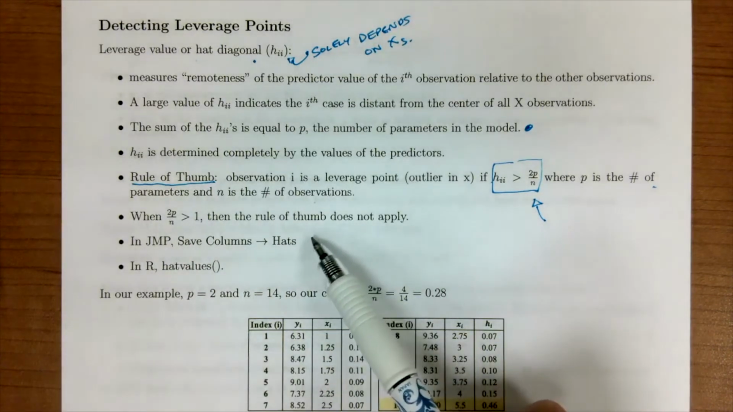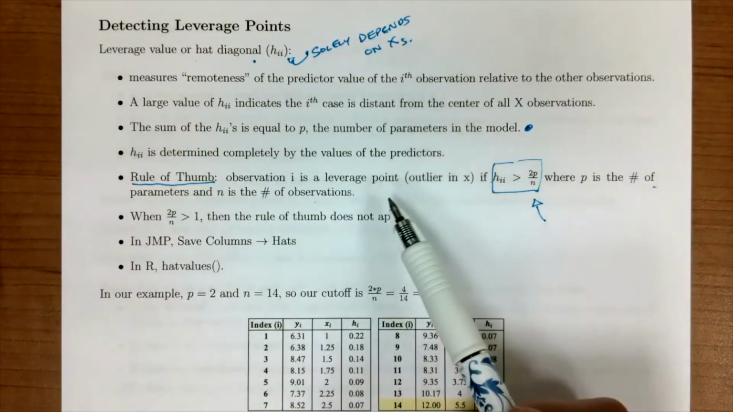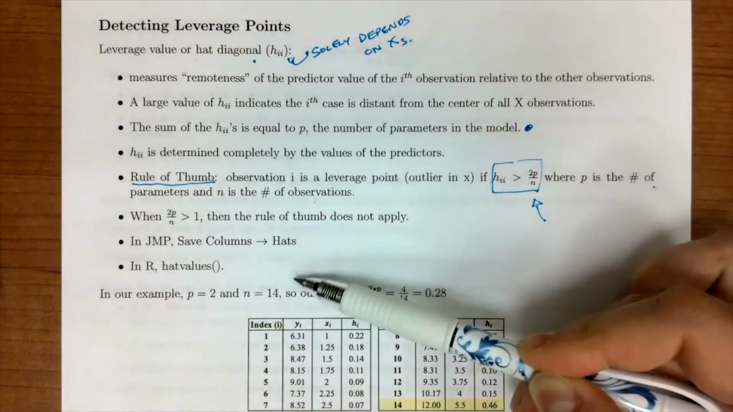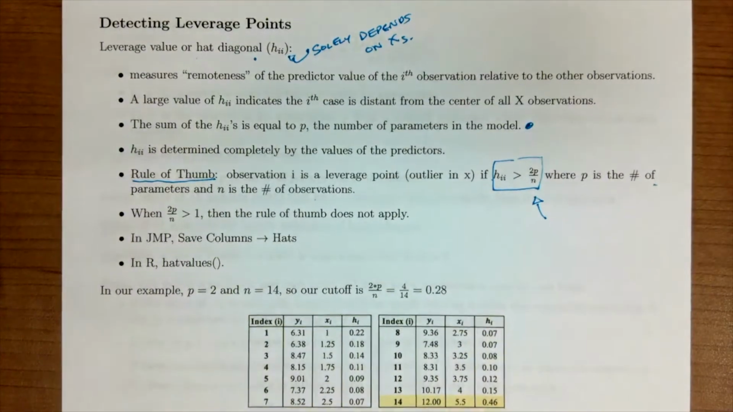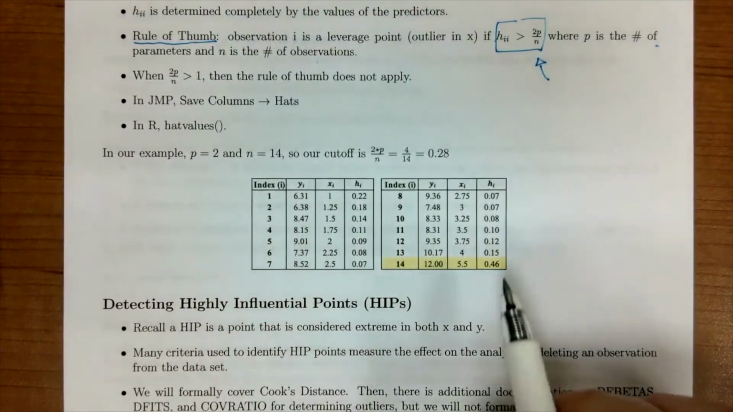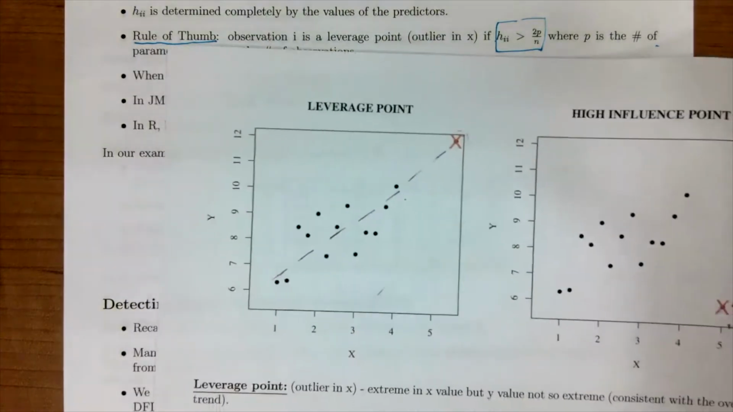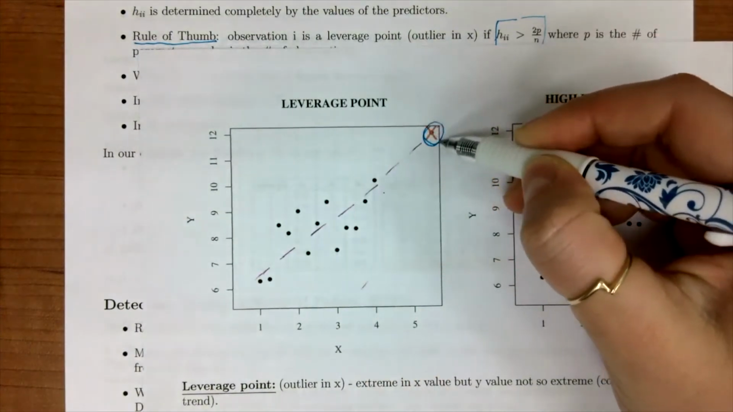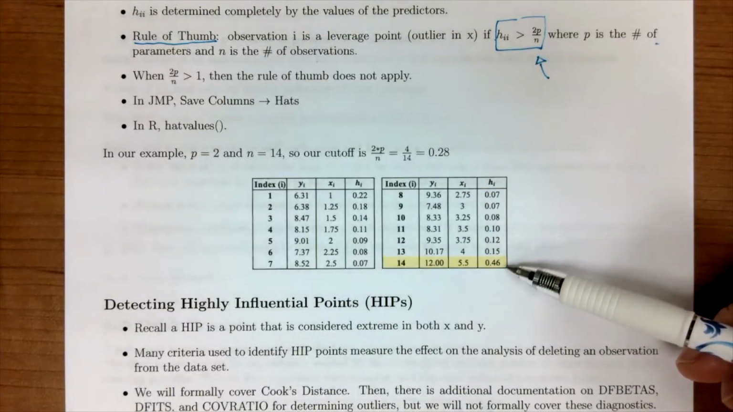And then again, you won't need to understand exactly how these are calculated, just understanding that they only depend on the x's, and being able to get the values out of JMP and R is important. Here, again, in our example data, we'd expect this point, which is observation 14, to have a higher leverage, and it does.